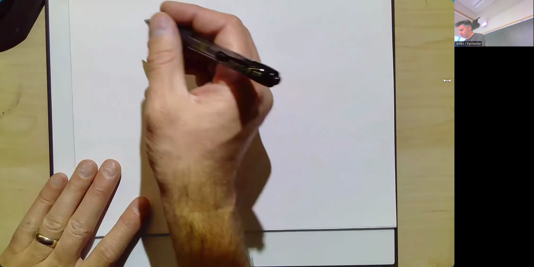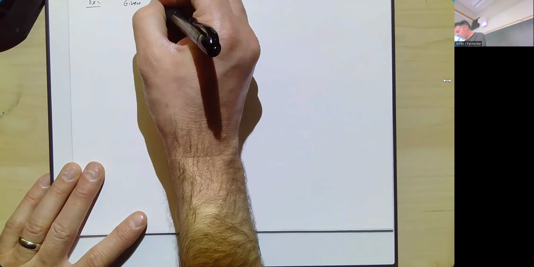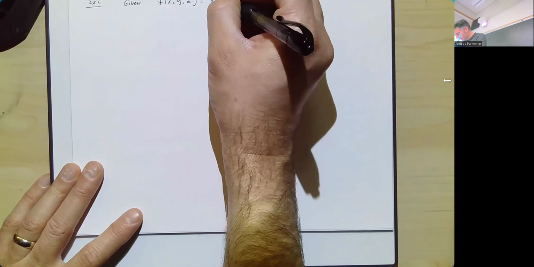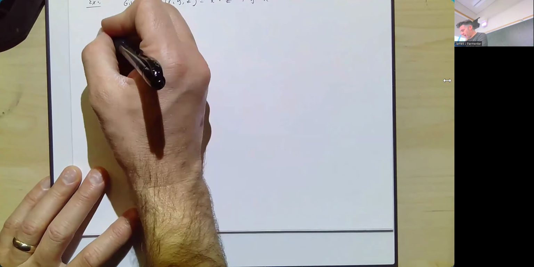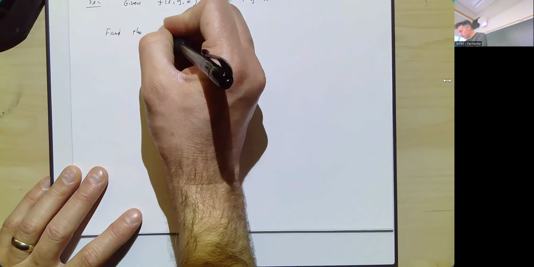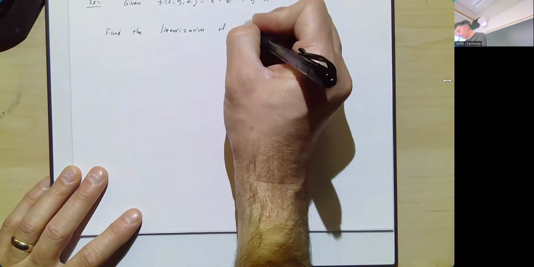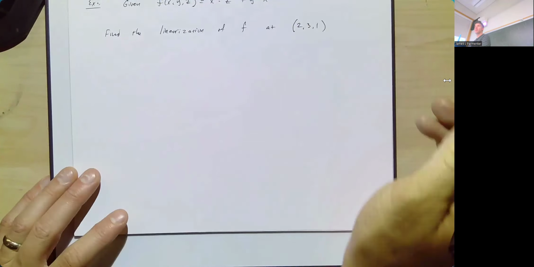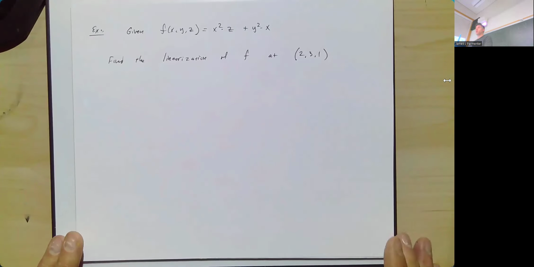Let's say we wanted to find, we probably won't finish this problem, but let's say we're given that f of x comma y comma z is equal to x squared times z plus y squared times x. And we want to find the linearization of f at the point 2, 3, 1. Yes, of course. We're just going to extend the idea to another dimension.